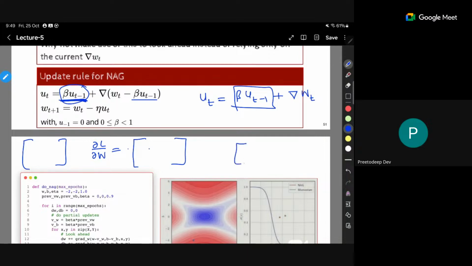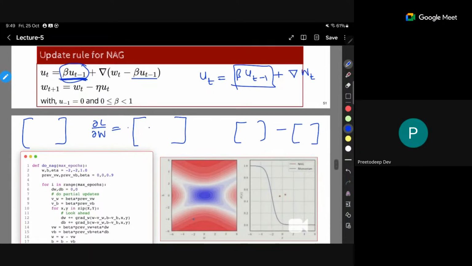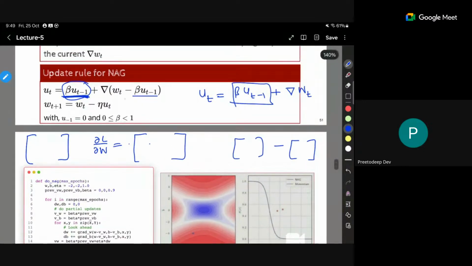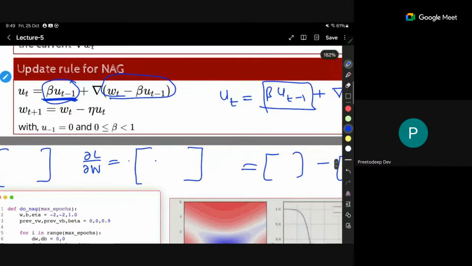So this is just matrix minus matrix. Okay, nothing fancy. It looks difficult, but it is just matrix subtraction. And wherever we reach, whatever value we get, I'll take the gradient using that. Okay, fine.